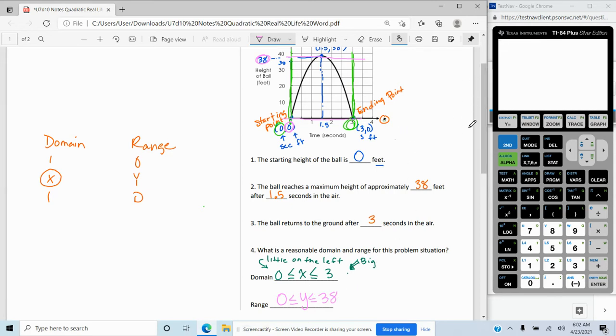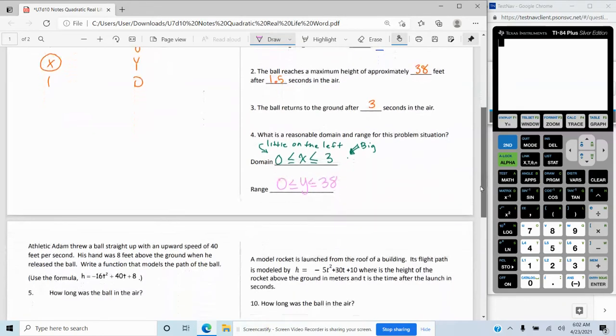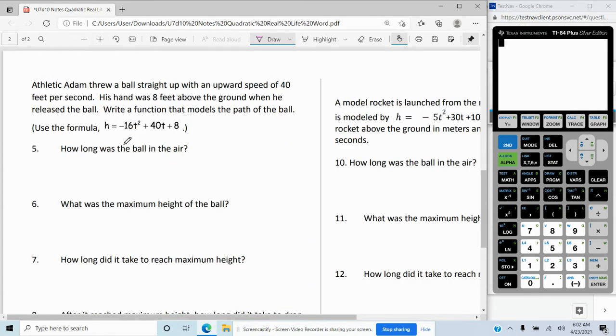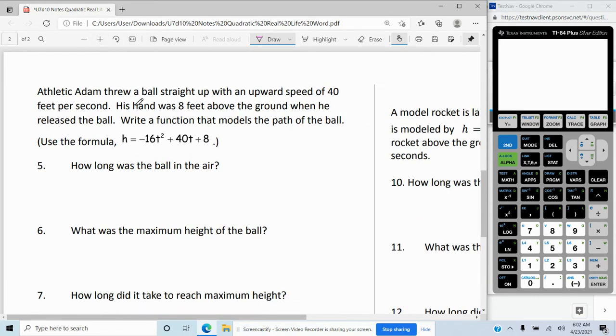So like I said, when they give you the graph, it's really nice, right? We're going to do a couple examples where they don't give us the graph. So let me zoom in so all of you watching this on your phone can maybe see a little bit. We're going to talk about athletic Adam, who threw a ball straight up with an upward speed of 40 feet per second. His hand was 8 feet above the ground. His hand? Oh, okay, yeah, because he threw the ball and it was in his hand when he released the ball. So there's a function that models the path of the ball.